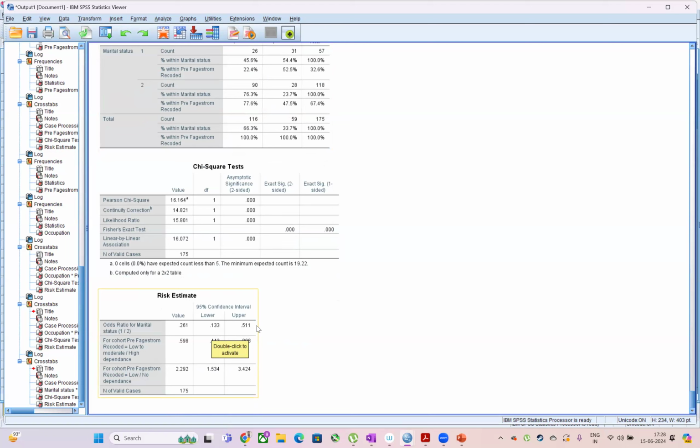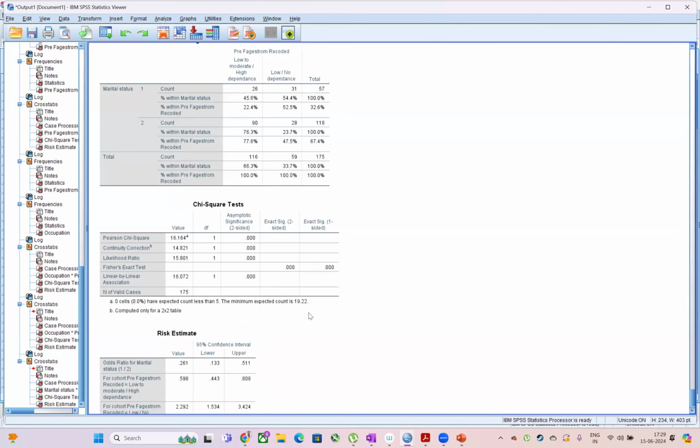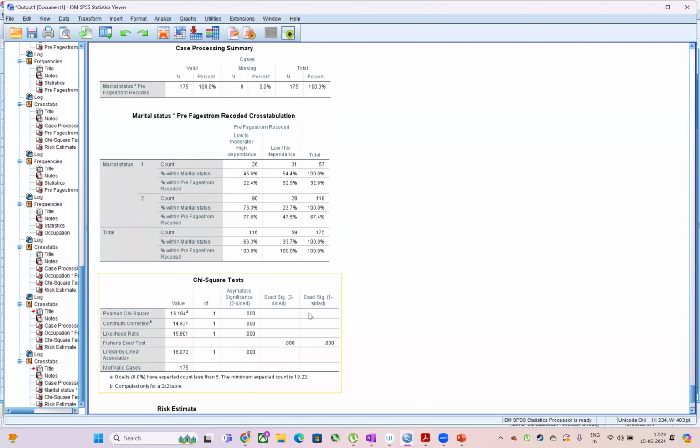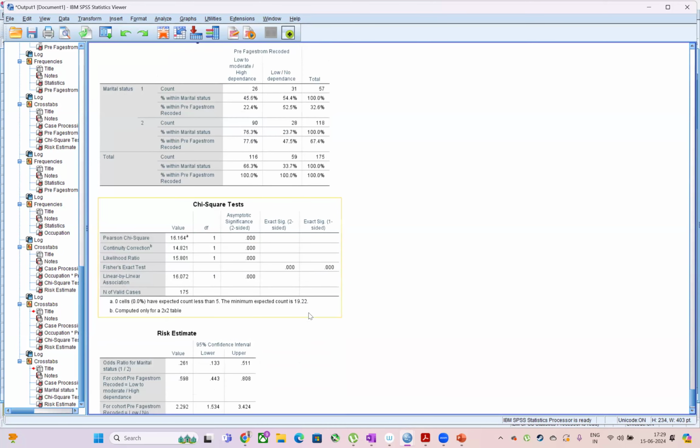If it is above 1, for example 1.21, you will say that those who are unmarried have 1.21 times increased odds of having nicotine dependence. So if it is above 1, it is increased odds. If it is below 1, it becomes less likely. So here, unmarried people are 26% less likely to be nicotine dependent when compared with married people. This is the bivariate analysis between two qualitative variables, the chi-square test.